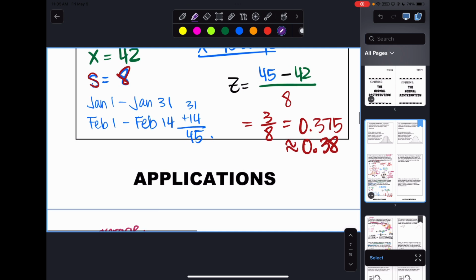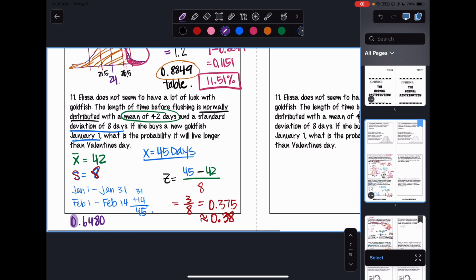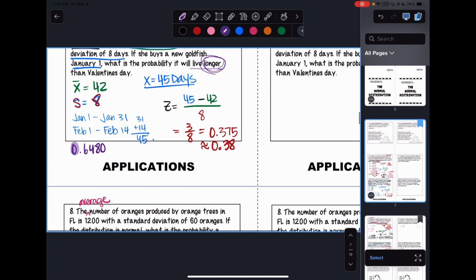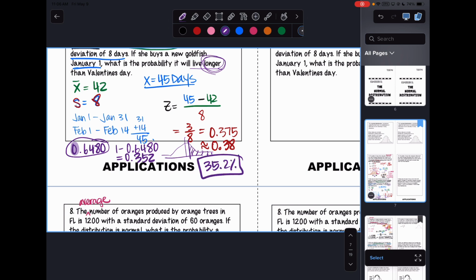So my probability from the table, that's not it. Is it 0.6480, right? Now, we want to know if it will live longer than 45 days. So do we look to the right or left? To the right. So if this curve tells me it's going to be here at 0.6480, right? I need this side. So what do I need to do with this number again? Subtract from 1, and we should get 0.352. So that's 35.2% chance that it will live longer than 45 days.